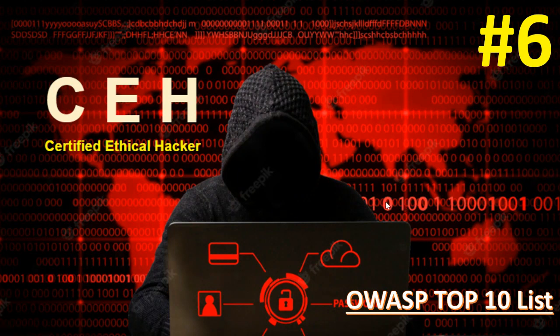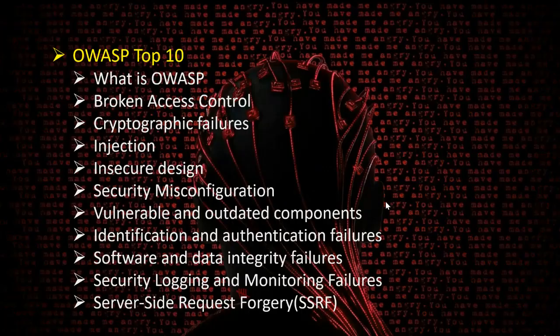In today's video, we'll discuss the OWASP Top 10 list. So let's get started into the topics. So OWASP Top 10. What is OWASP? And in the top 10 list, what is broken access control? What is cryptographic failures, injection, insecure design, security misconfiguration, vulnerable and outdated components, identification and authentication failures, software and data integrity failures, security logging and monitoring failures, server-side request forgery. So we'll be covering all these top 10 lists from the OWASP community. So let's get started into the topic.